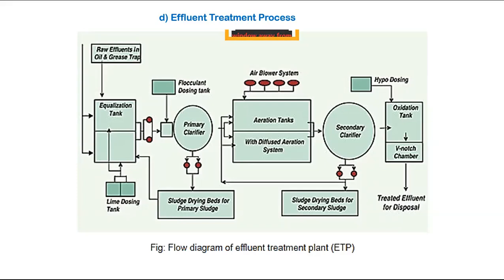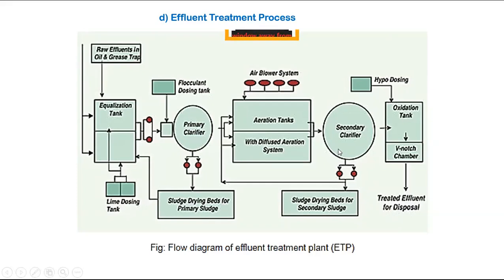The secondary clarifier will do the same process as the primary clarifier, to remove the fine sludge. That fine sludge will go into the sludge pump, and from the sludge pump, the sludge will go into the sludge drying bed for secondary sludge. Previously, we have provided one sludge bed in front of the primary clarifier.